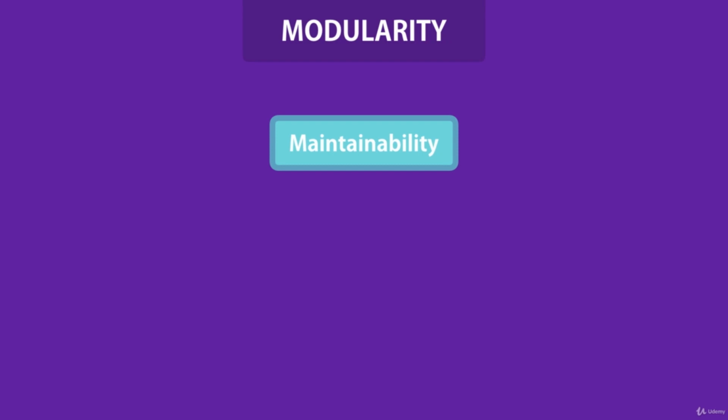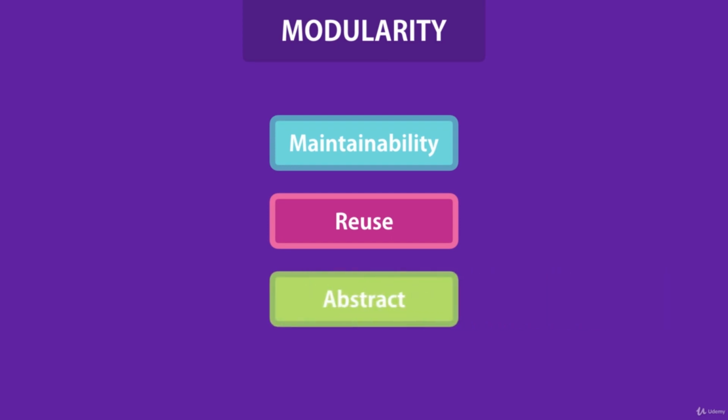First is that we can increase the maintainability of our application, because our code is better organized. Second is that we get the chance to reuse one or more of these modules in different parts of an application or in different applications. And third is that we can abstract code. So we can apply the abstraction principle, which means we can hide some of the complexity in a module and only expose the essentials. Here's a real example.